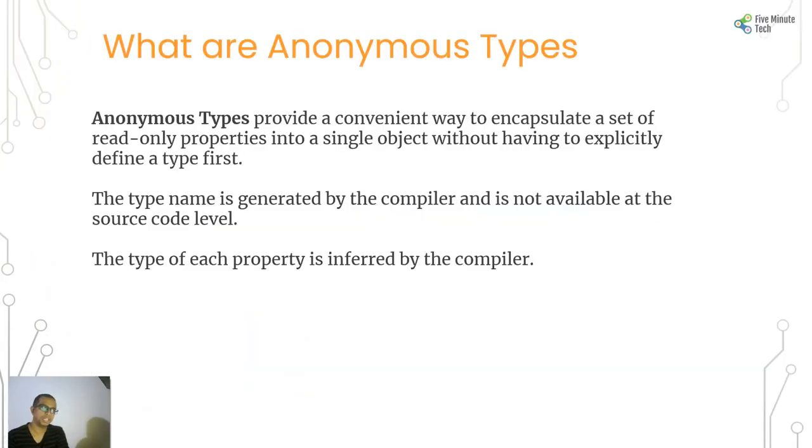So what are anonymous types? Anonymous types provide a convenient way to encapsulate a set of read-only properties into a single object without having to explicitly define a type first. So C Sharp being a strongly typed language, you don't need to define a type or a class for a set of properties. You can use it with the new operator. The type name is generated by the compiler and is not available at the source code level. And the type of each property is inferred by the compiler at the runtime. So it is either a reference type or a value type.